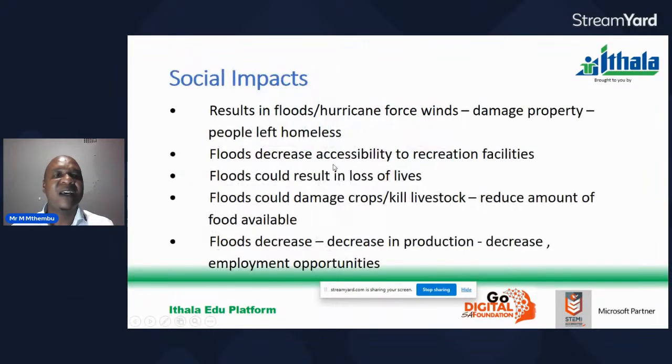Okay, Grade 12, now the social impacts, almost the same as the mid-latitude cyclone. It results in floods, hurricane force winds, damage to properties, and people left homeless. Floods decrease accessibility to recreational facilities. Floods could result in loss of lives. Floods could damage crops and kill livestock, which will reduce the amount of food available. Floods decrease production, which will lead to a decrease in employment opportunities.